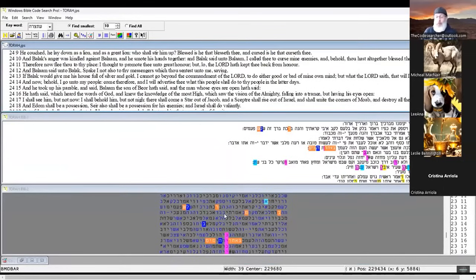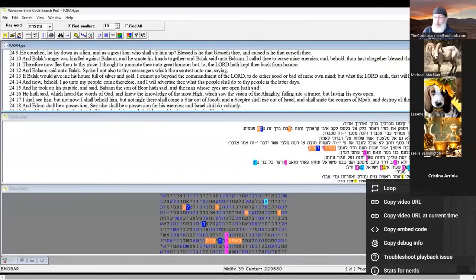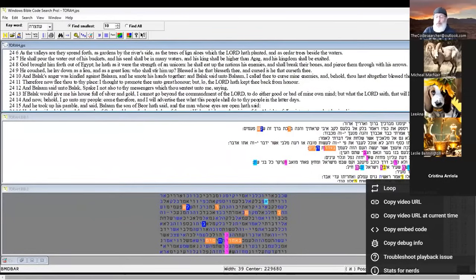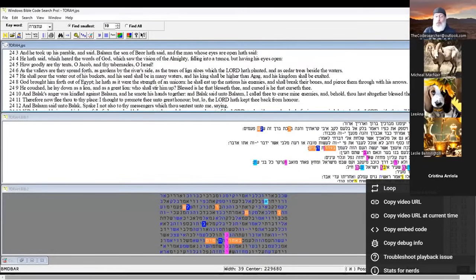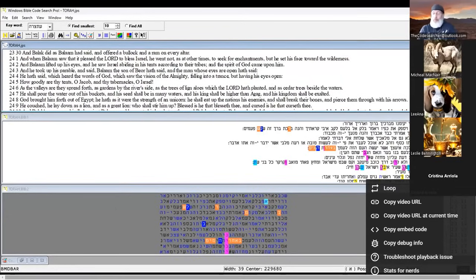All right. So what I've got highlighted there, this olive, is this olive right here. And you can see we're in chapter 24 of Numbers. Let's just read it from the beginning so you can get a context of what's going on. This is Balak and Balaam. Balak is trying to get Balaam to curse Israel, and he's not going for it.